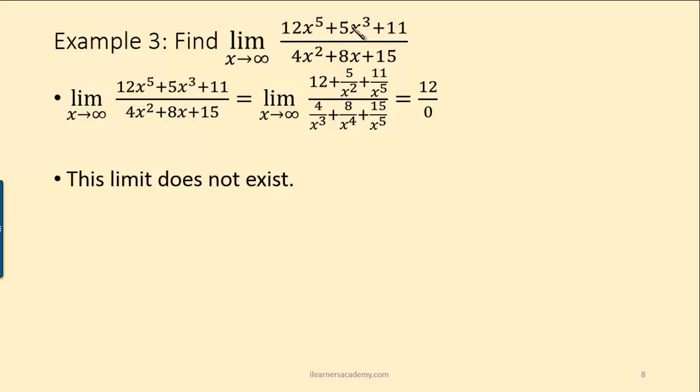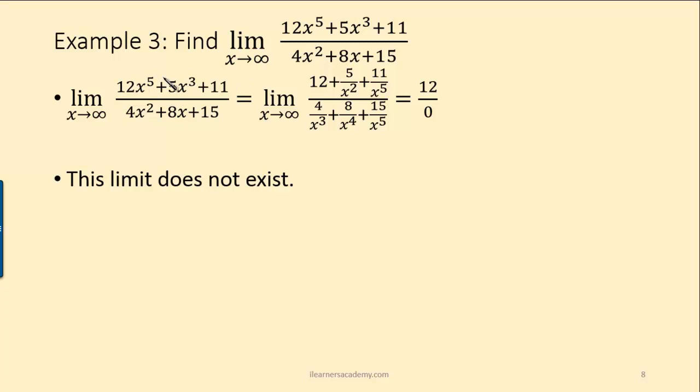But let's take a closer look at this. The way we should approach this properly is to look for the term with the highest degree and then divide both the numerator and the denominator by that term. By term, I'm simply referring to, in this case, x to the 5th, not 12 times x to the 5th. So let's divide both the numerator and denominator by x to the 5th.